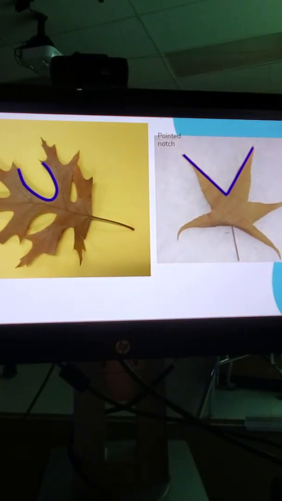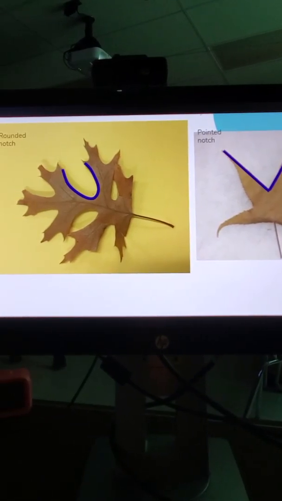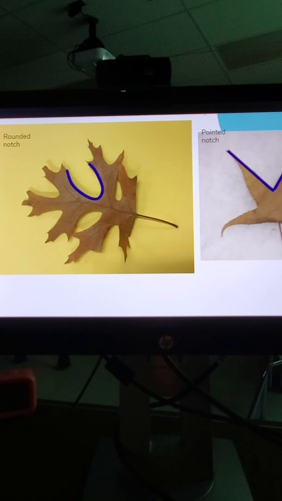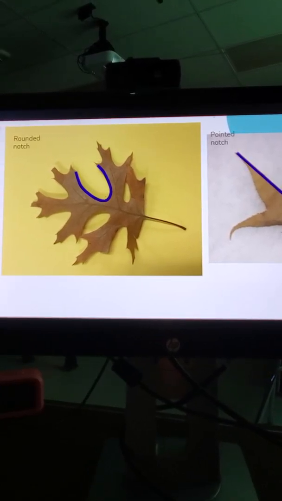And that is the end of our notes. So you should be able to complete the homework assignment about the leaves. Use all the notes I've given you so far, and you should be able to get that done.